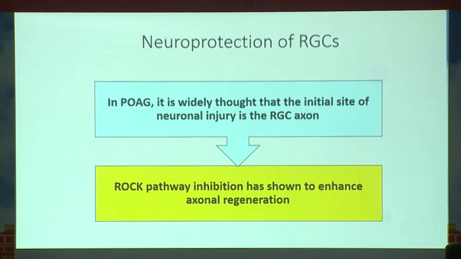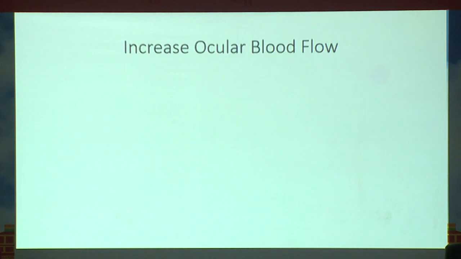In primary open-angle glaucoma, it is widely thought that the initial site of neuronal injury is the retinal ganglion cell axons. So, ROCK pathway inhibition has been shown to enhance the axonal regeneration. So, increase ocular blood flow.